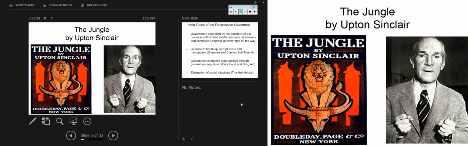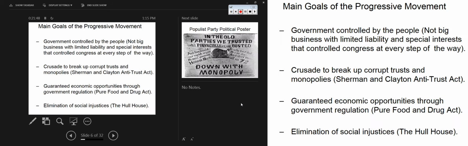Here's Upton Sinclair's The Jungle. And if you wanted to buy a paper copy of this, you can get it for like a buck. You can get it used on Amazon for like a penny. It's free on Kindle or whatever device because it's public domain. So if you're ever interested in checking it out, or just go to a good old-fashioned library and check it out.